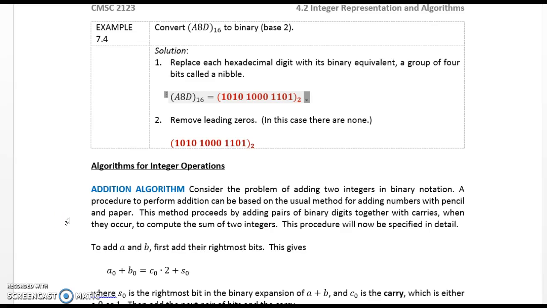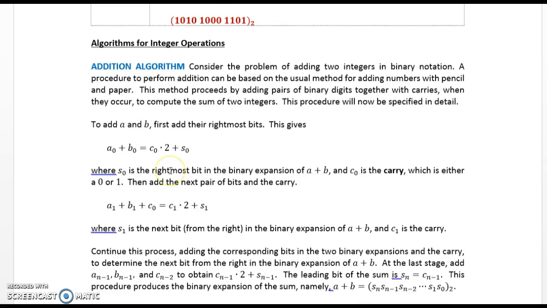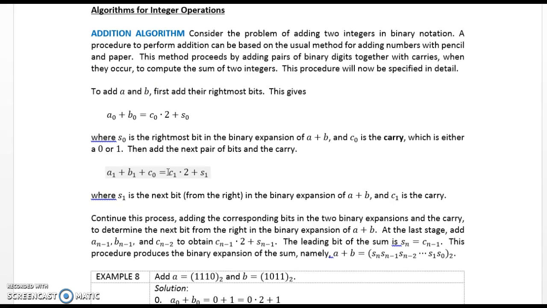Good morning. This is a continuation of our lecture on integer algorithms, integer representation and algorithms. One of the algorithms we can discuss is an addition algorithm. Consider the problem of adding two integers in binary notation. A procedure to perform addition can be based on the usual method for adding numbers with pencil and paper.